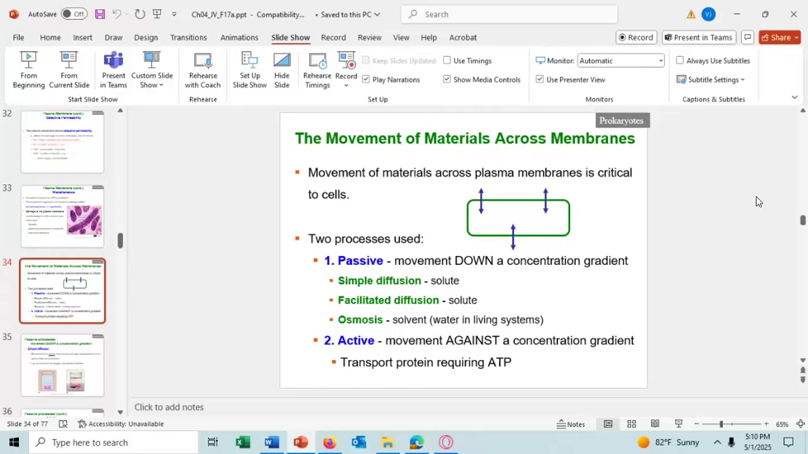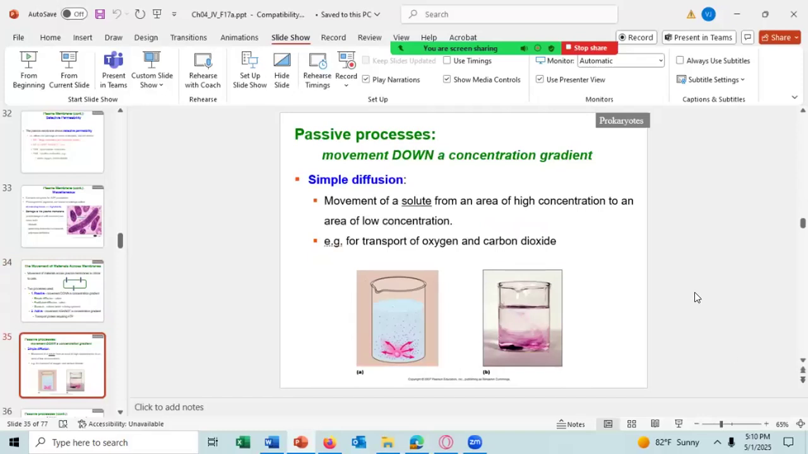All right, let's talk about those in a little more detail. Simple diffusion is just the movement of a solute from an area of high concentration to an area of low concentration, such as when we put a drop of dye inside a beaker of water. The dye is more highly concentrated in the drop, and the molecules will diffuse throughout the beaker until the concentration gradient is equal in the beaker, and there's no more drop because the whole beaker has become a light purple color.